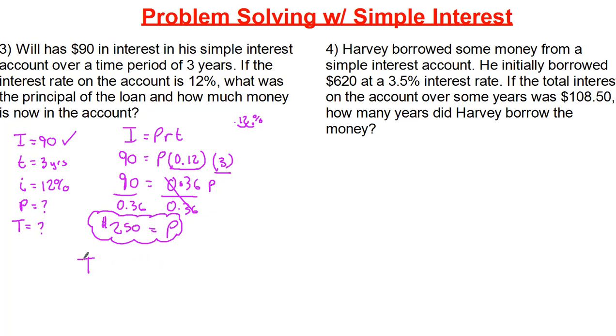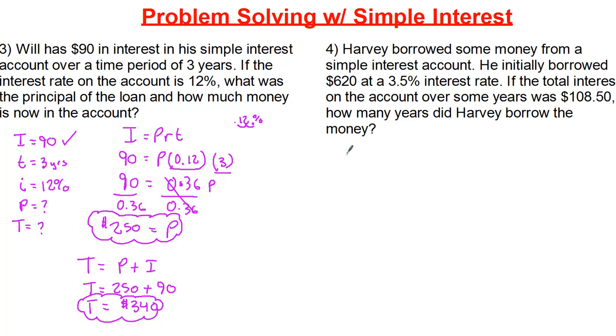Now, how much is in the account in total? I got to take 250 and I need to add how much I earned from interest. And total is going to be equal to the principal plus the interest. So total equals principal is 250 and the interest is 90. Alright, so 250 plus 90 is equal to $340. So I had an interest of $90 with a principal of $250, but the total in the account is $250 plus 90, which is $340.